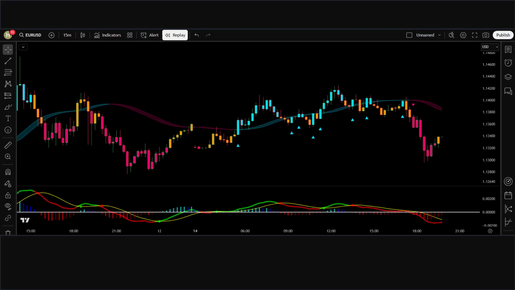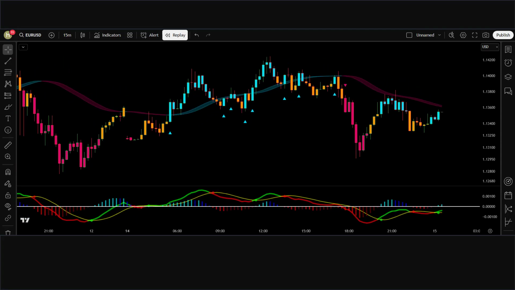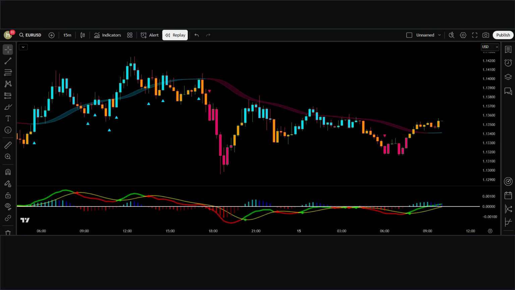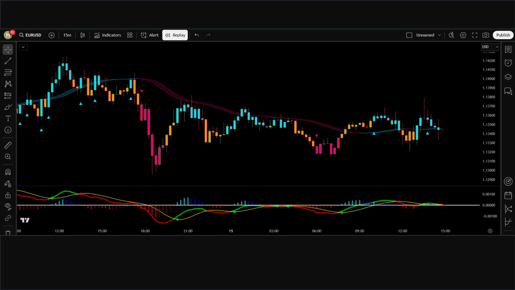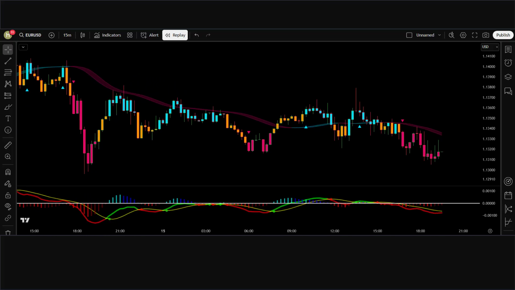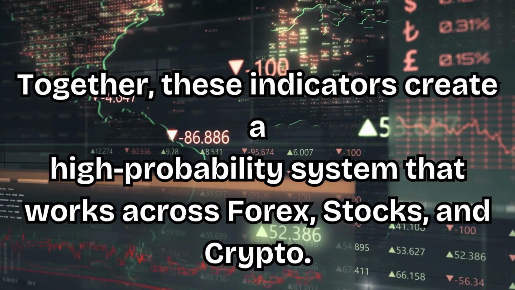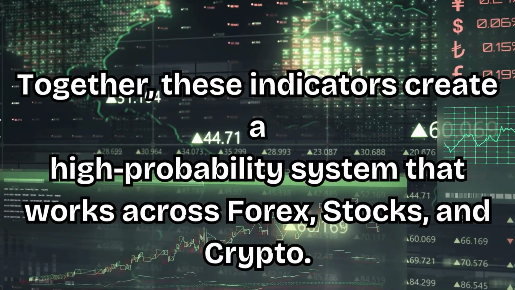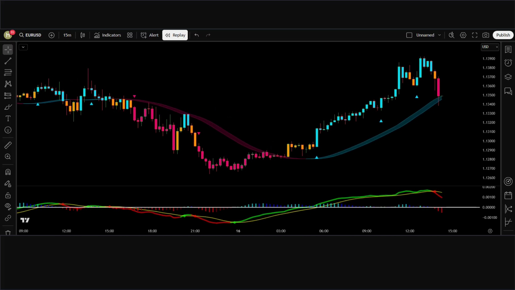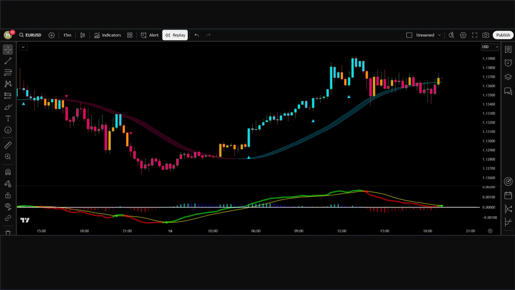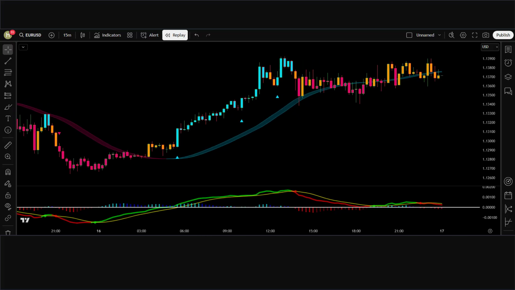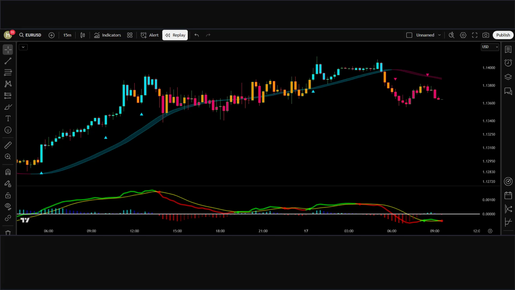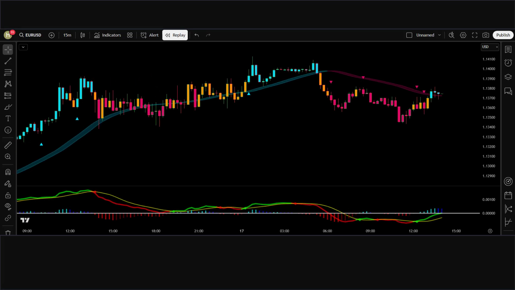Now pair this with the Hull Suite, known for its ultra-smooth moving average and rapid trend detection. The Hull Suite gives you visual cues for momentum strength, entry timing, and exit signals, all without lag. Together, these indicators create a high-probability system that works across Forex, stocks, and crypto. Whether you're a day trader or swing trader, the Range Filter X-Hull Suite setup helps you catch trend moves early and exit at the right time. Backtest the strategy, adjust the parameters for your style, and experience the edge that professional traders look for.